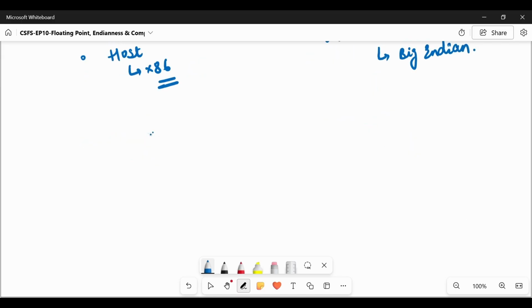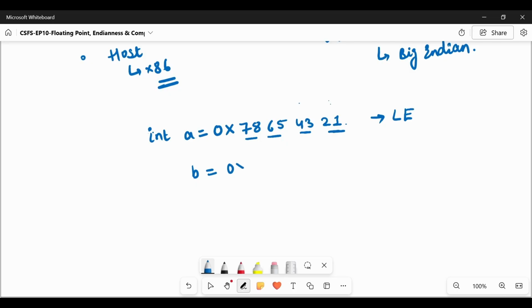We have an integer a where some value is stored as 8 7 6 5 4 3 2 1. We are saying that it is stored in byte order. In the case of little endian, our data will look like this, whereas if we see the same data in big endian, it will look different. The data is same, but because of the two different representations, the whole meaning of the data gets changed.